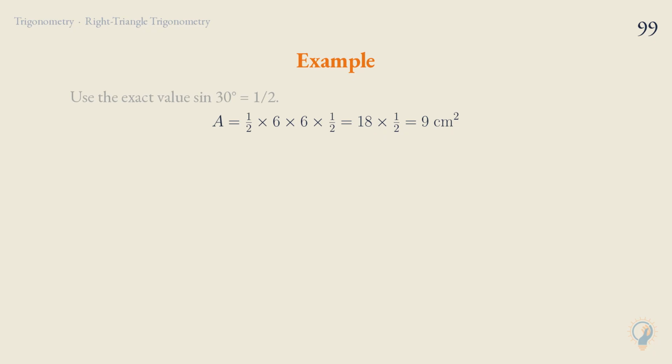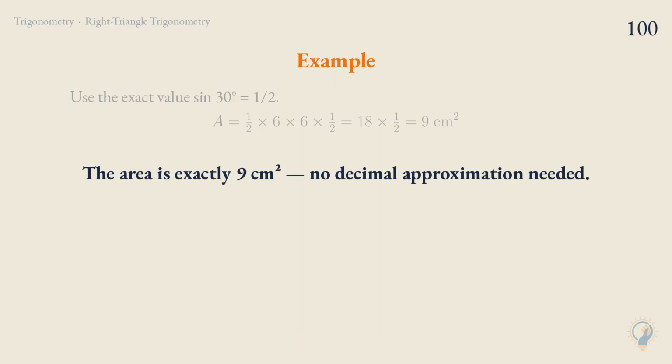Area equals 1/2 times 6 times 6 times 1/2, which is 18 times 1/2, which equals 9 square centimeters. The area is exactly 9 square centimeters. No decimal approximation needed.